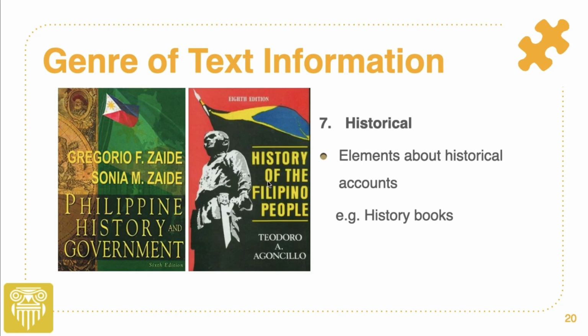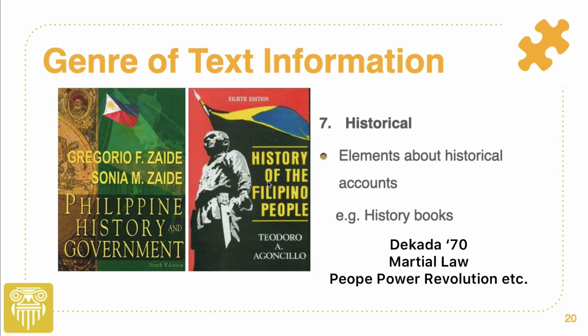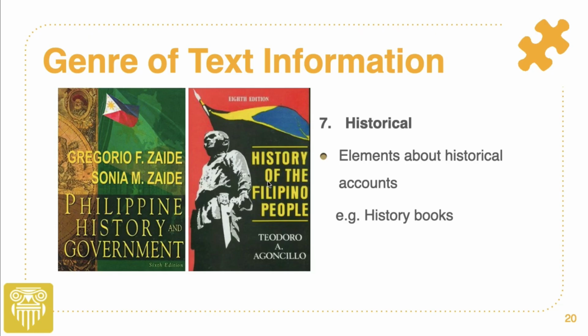Another genre of text information is your historical book, with elements about historical artifacts or historical accounts. So from social sciences to Araling Panlipunan, you have there the history of the Filipino people. We also have a book about People Power too, etc.